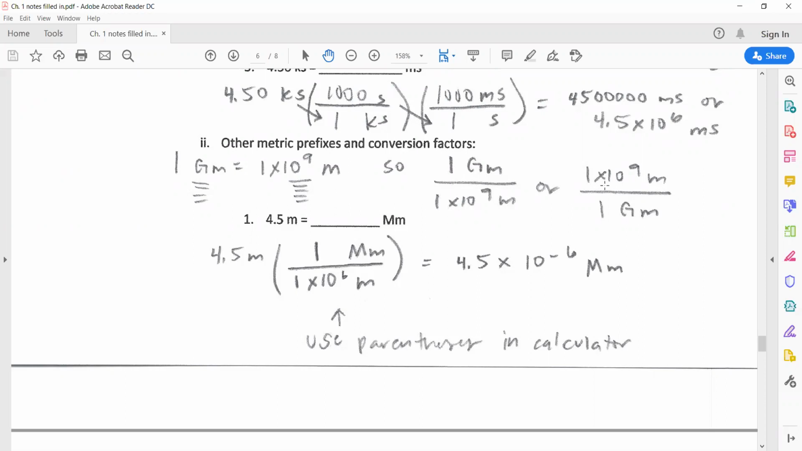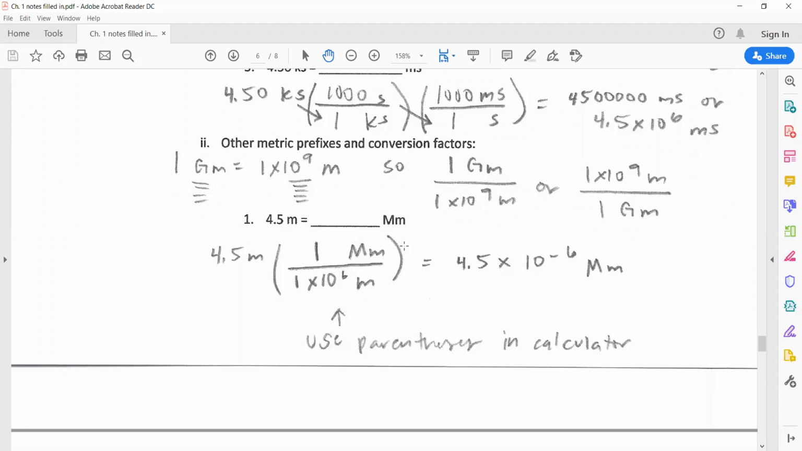Or you can turn it upside down. But see, you're having a prefix, either top or bottom, and the power of 10. Those are equal to each other. So one is on top and one's on bottom. For example, 4.5 meters is how many megameters? So we start with our meters. Normal meter comes to the bottom of the conversion factor, and we put megameter on the top.